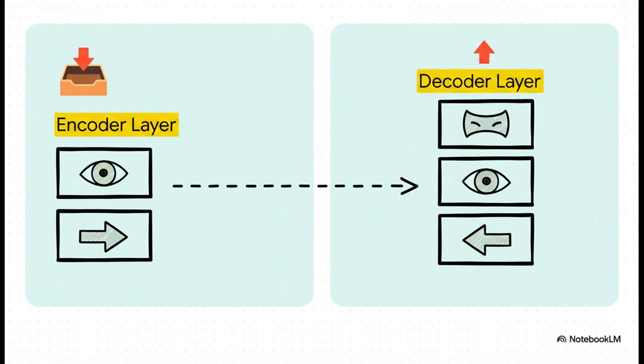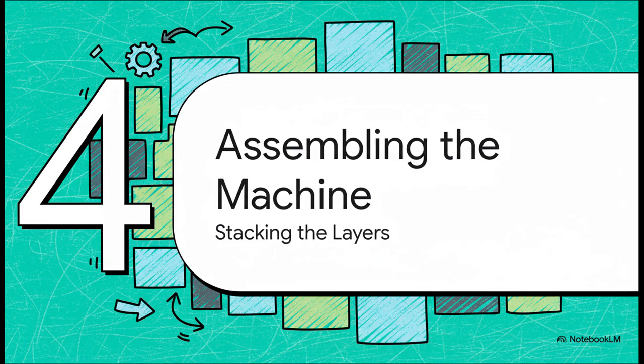The decoder has to use masked self-attention. That's so it can't cheat by looking ahead at the answer when it's generating text. And it has this extra layer, a cross-attention layer, which is how it looks back at the original input from the encoder. All right, we've got our components.